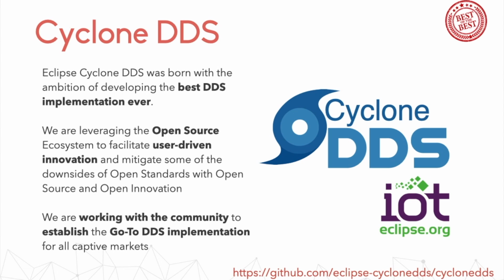Why? Because we want to make sure that everyone who should be using DDS can do that by leveraging open source. We want to leverage user-driven innovation, and we want to continue to grow and innovate in this technology by receiving as much feedback, contribution, and interaction with an open community as the one that we have at Eclipse. So we want Cyclone to become the go-to DDS implementation for all of those interested in using DDS.